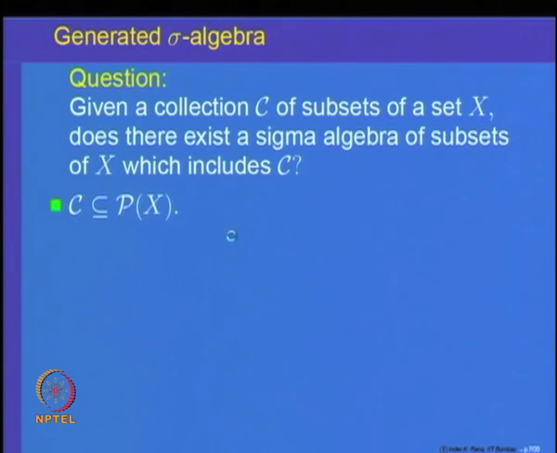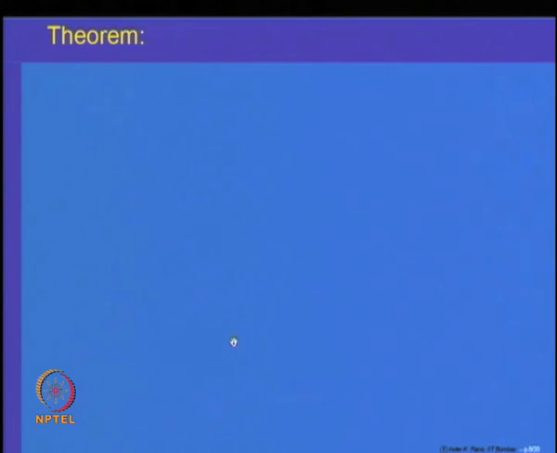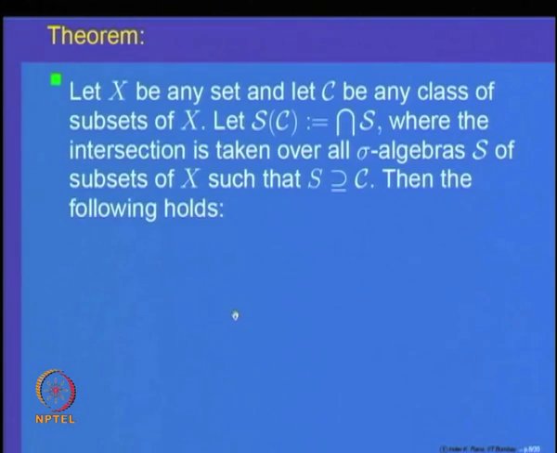So, we would like to modify our question: given a collection C of subsets of a set X, does there exist a sigma algebra of subsets of X which includes C and is the smallest? The answer is yes, and it is something similar to what we have done for the case of algebras. So, let X be any set and C be any class of subsets of set X.